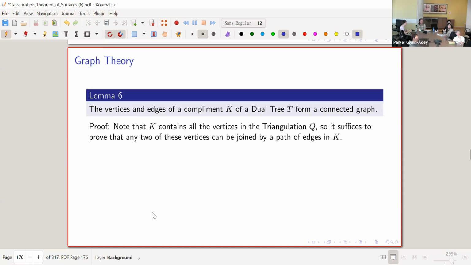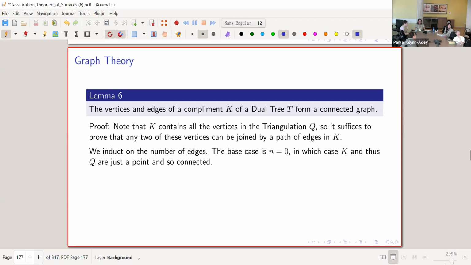Okay, so lemma 6: the vertices and edges of a complement K of a dual tree T form a connected graph. Note that K will contain all the vertices in the triangulation Q, because the dual tree is just vertices and edges in the dual triangulation, and by definition of the dual triangulation, those will never meet any vertex. So it suffices to prove that, because this complement K contains all the vertices, any vertex can be joined by a path of edges in K.